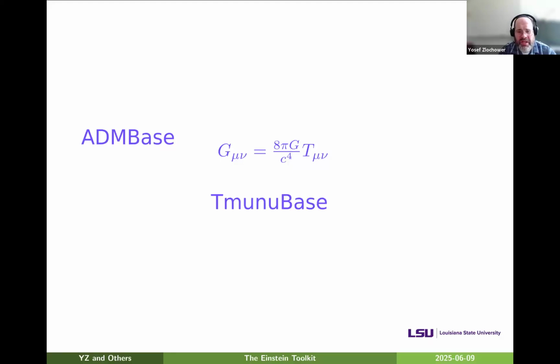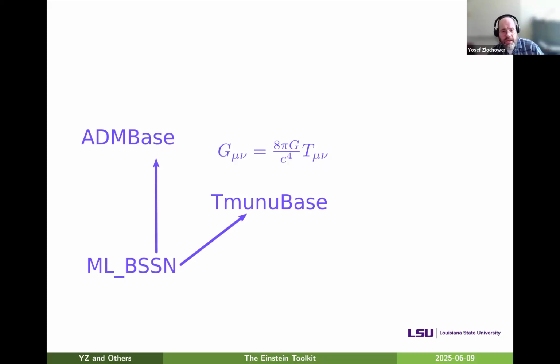And so in the code, this split is done through different interfaces. There is this interface called ADMBase, which basically handles interactions of the space-time. It doesn't do space-time evolution. It just handles how different codes which are going to be involved with the space-time evolution can interact with each other. Matter terms, their interface is TmunuBase. And because, for example, a space-time evolution code like ML_BSSN requires access to the space-time metric, but also access to T mu nu, it's going to interface with both of them.